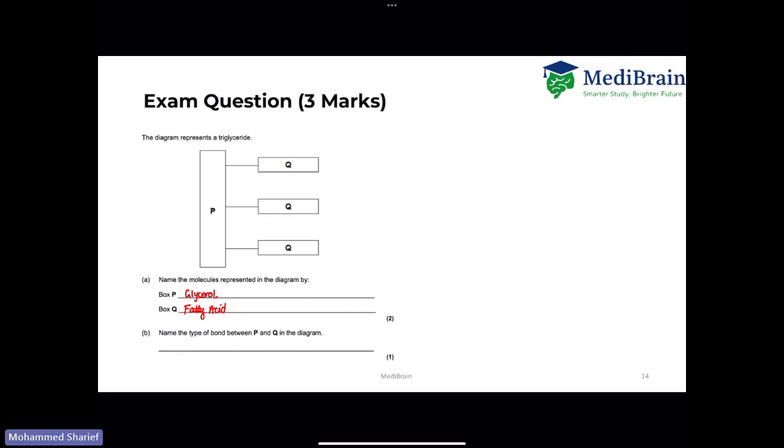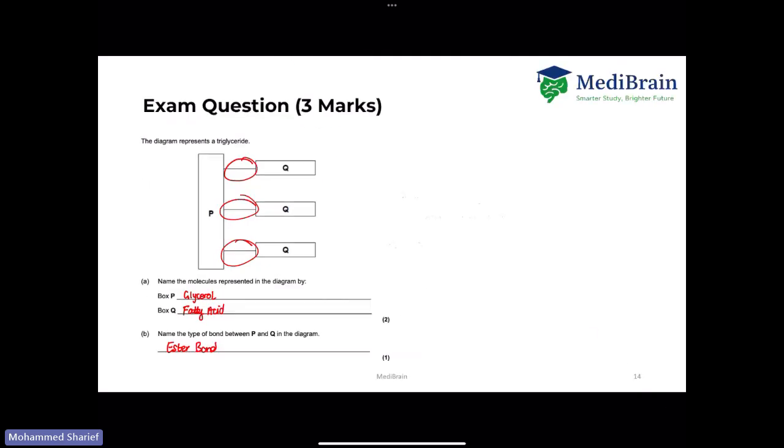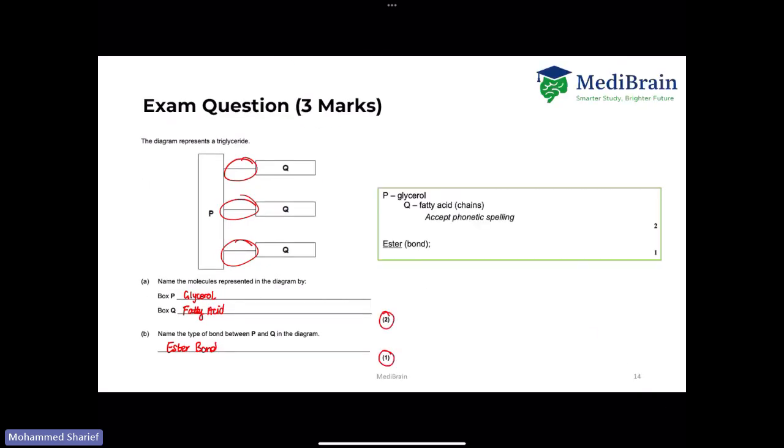And name the type of bond between P and Q in the diagram. So this bond, well, there's only one bond we've looked at in today's lesson, and that's going to be an ester bond. Mark scheme: glycerol, fatty acid chains, ester bond. So three marks there.